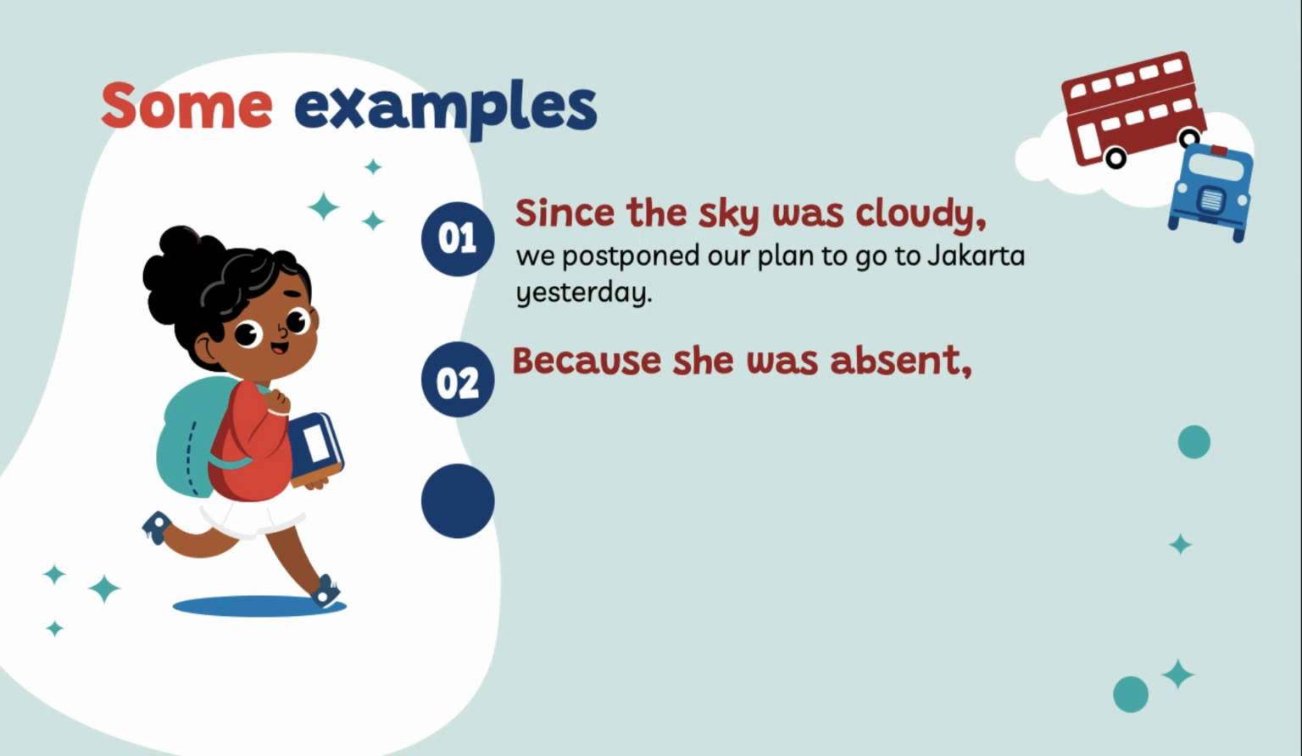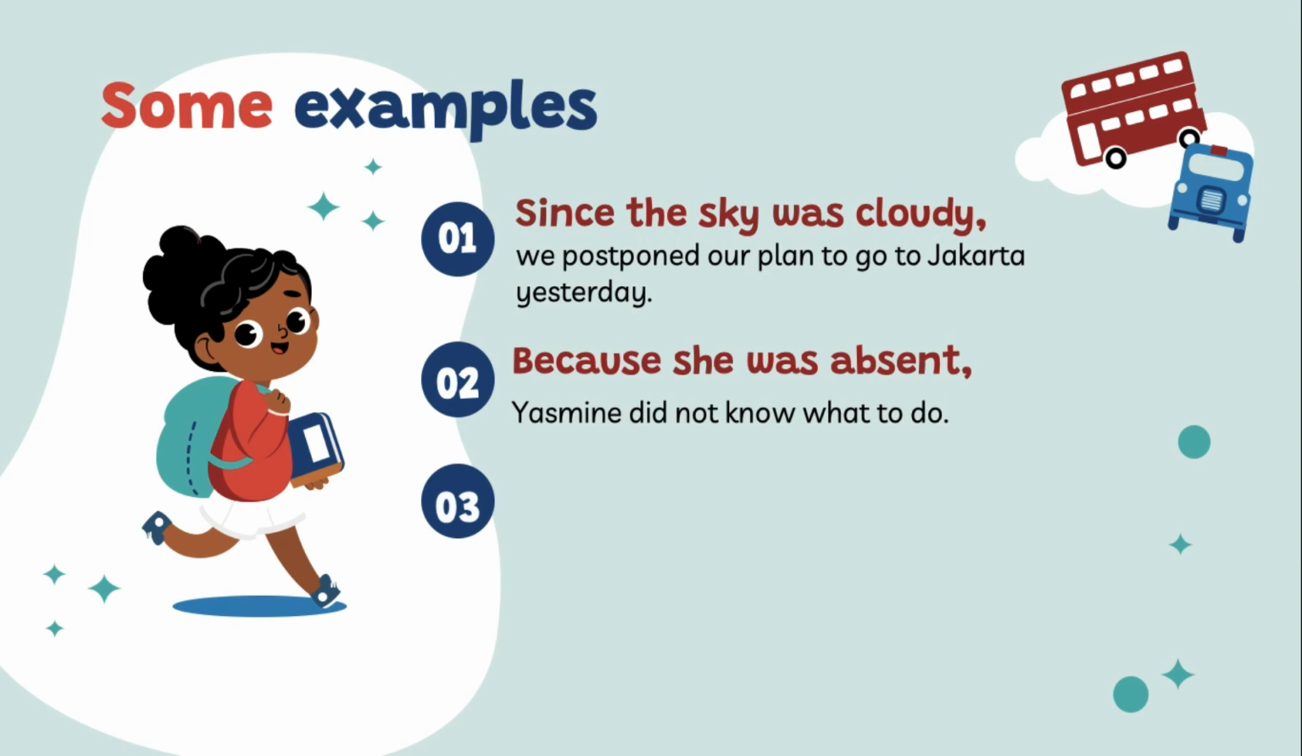Because she was absent, Yasmin didn't know what to do. Alright, the one in red color, because she was absent, is the dependent clause. And then the second one, Yasmin didn't know what to do, is the independent clause. So can you guess which one is the subordinating conjunction? That's great. Because is the subordinating conjunction which links or joins together the first and the second clause.